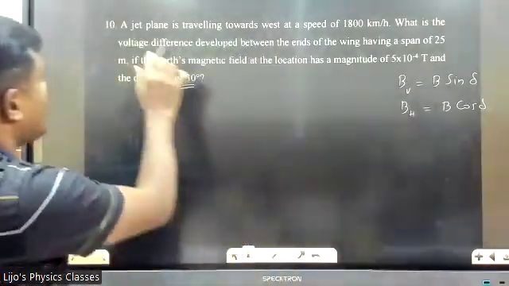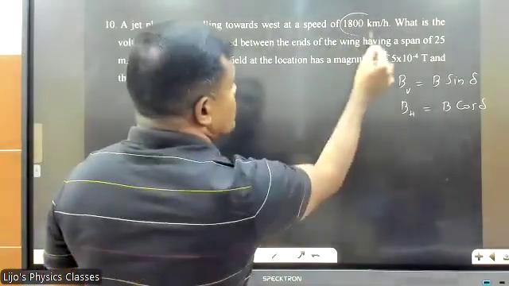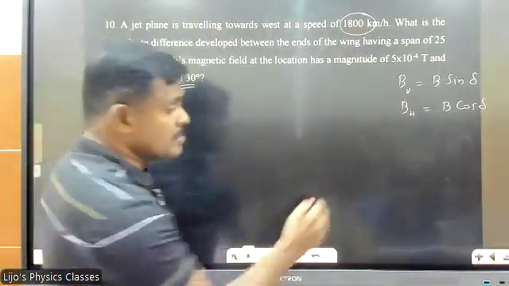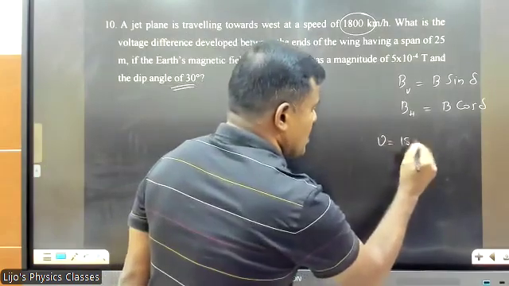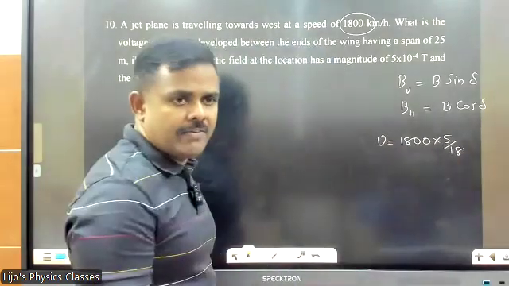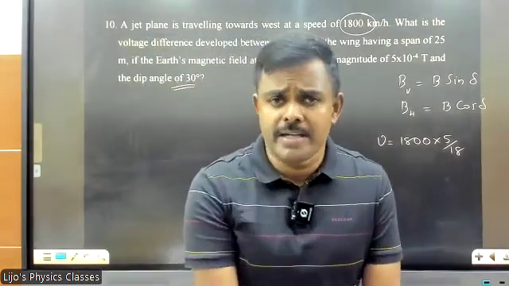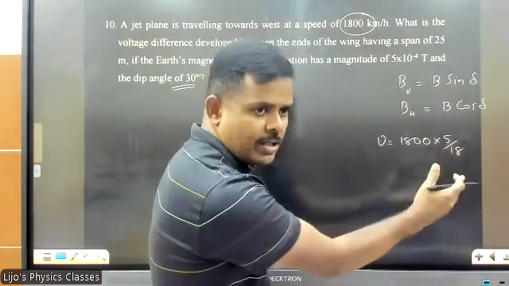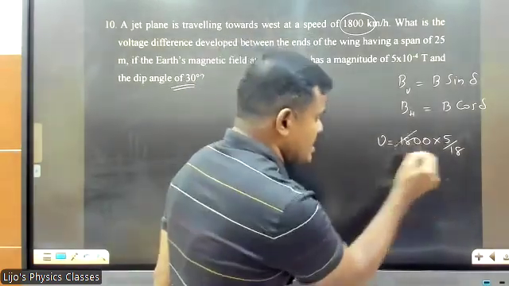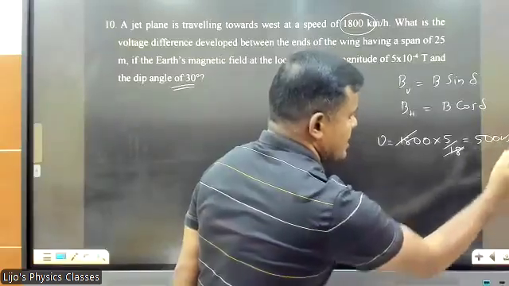Let me do this. A jet plane is traveling towards west at a speed of 1,800 km per hour. So the speed is given. 1,800 into 5 by 18. Why should I multiply with 5 by 18? To convert to meter per second, right? So 18 cuts, and you're getting 500 meter per second.